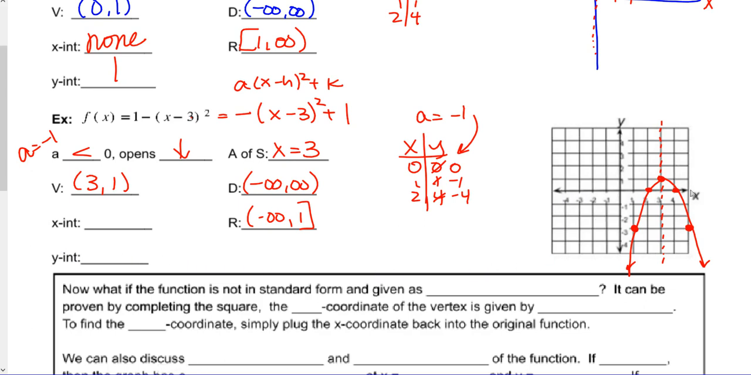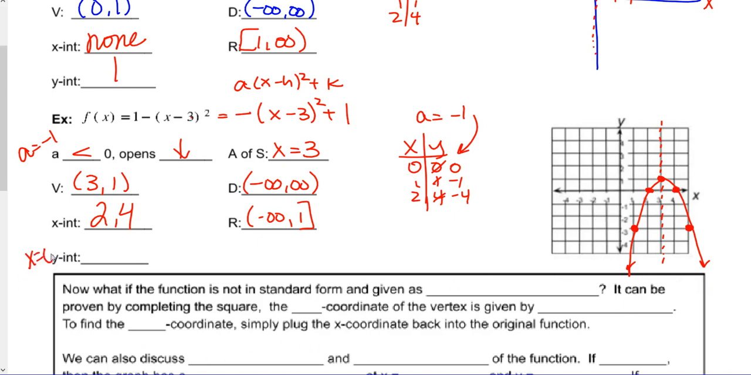Can I find them easily on my graph? Yes, we can. It's here and here. That's at 2 and 4 that are going to be our x-intercepts. But unfortunately, my y-intercept doesn't come into play on my graph. So this is again where we have to go back to find a y-intercept.